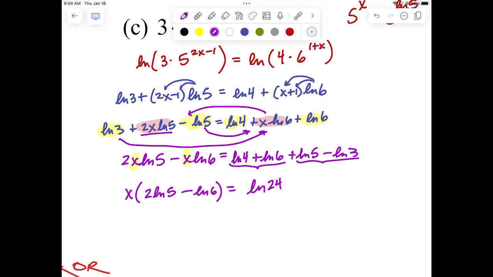Do you want to call that natural log of 5/3? Do you want to introduce a fraction? No. Yeah, no, I wouldn't. So I'm just going to leave that as the natural log of 5 minus the natural log of 3.